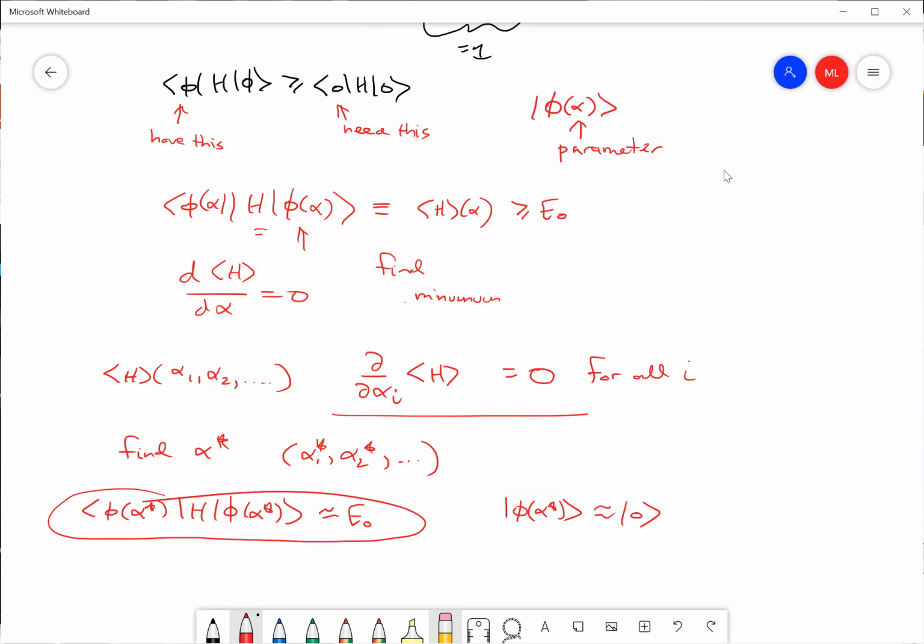So now we'll do an example of this. But yeah, any questions about the overall scheme?